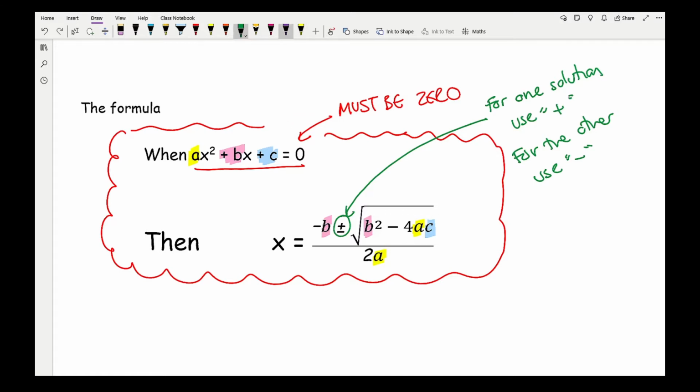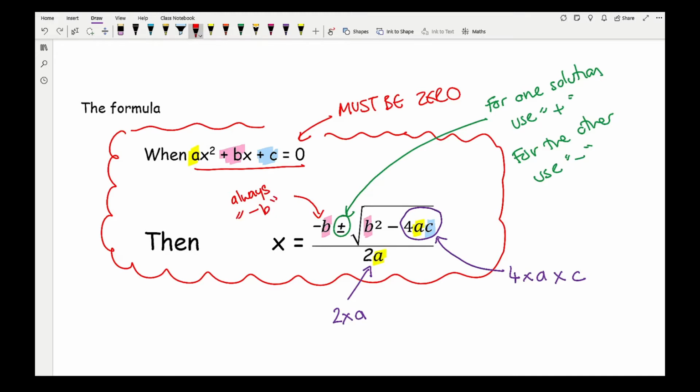Now, the other thing that tends to be quite confusing is this 4ac part. 4ac is basically 4 times a times c, and likewise the 2a is just 2 times a, and b squared is just b times b. Another area that a lot of students tend to mess up on is this minus b. This will always be minus b, never just b, just minus b.